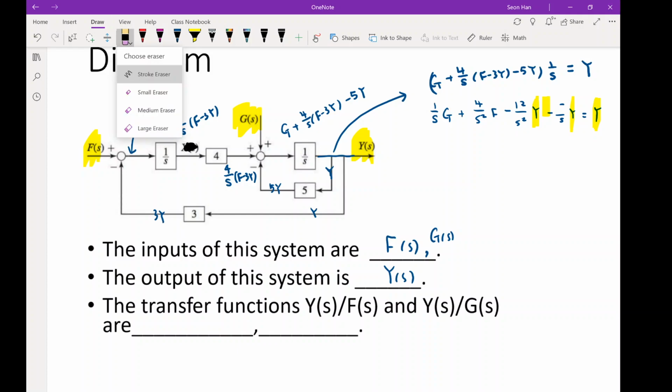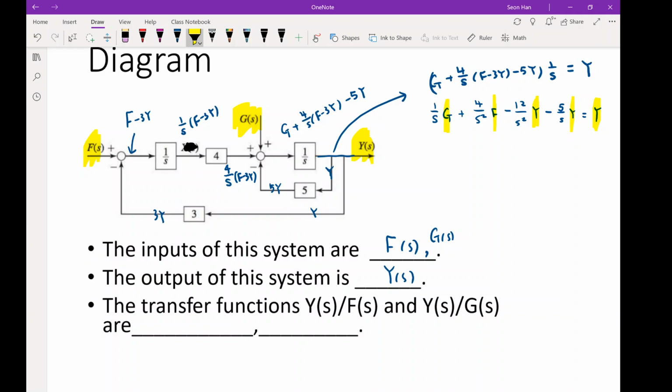It's supposed to be an eraser. Okay. Oh, goodness. I didn't mean that. Now I can't remember what that was. I don't think that's it. Okay. Okay, so that was minus 5 over s. Here, I'm trying to highlight the inputs and outputs.